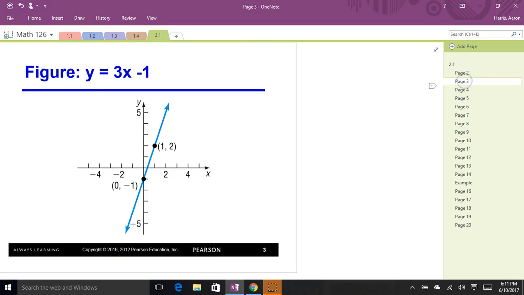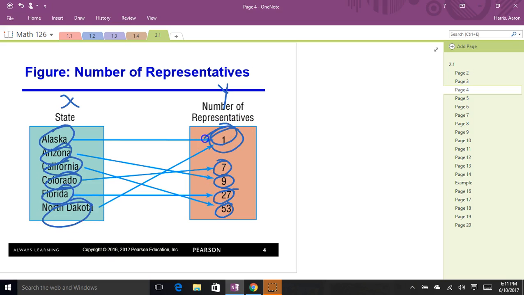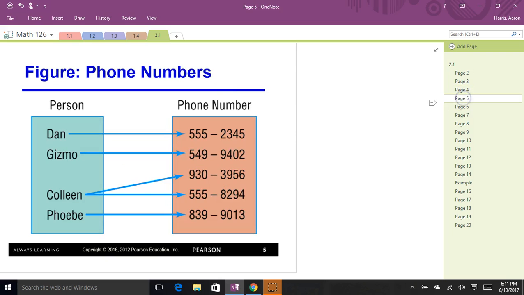So let's go back to these first examples here showing the mapping. You want to say for every x, x being our domain, y being our range here, for every x, there's one y. For this x, there's one y. For this x, there's one y. This is a function. Let's go to this one.